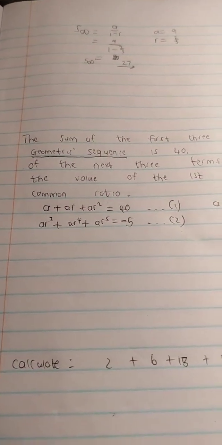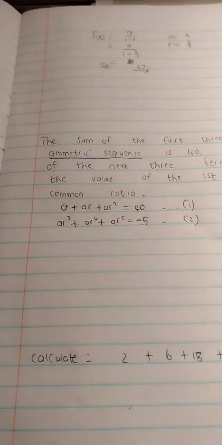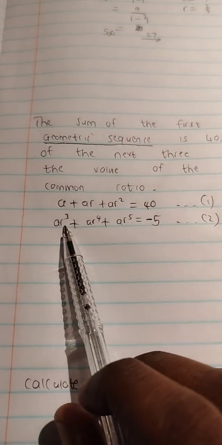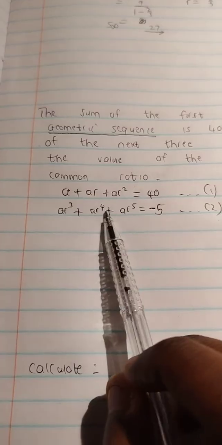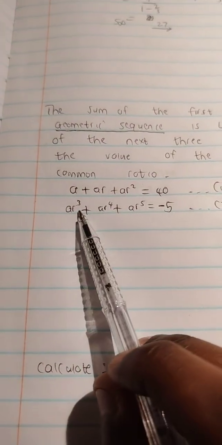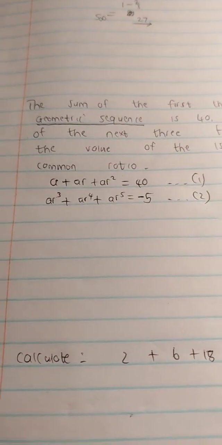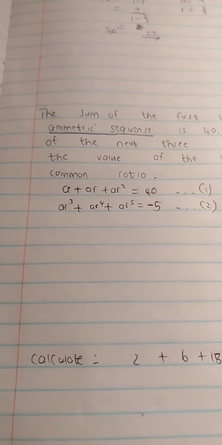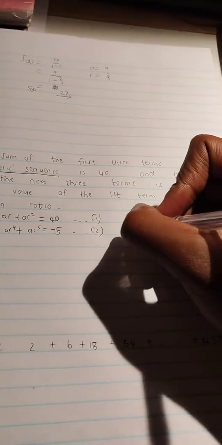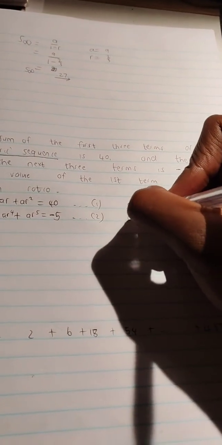Okay, let's move on to the second equation. I think we can see there's commonalities there as well. A is the highest common factor. R to the power what? 3, not R to the power 2 or anything. It's R to the power 3. So we're going to take out AR to the power 3.